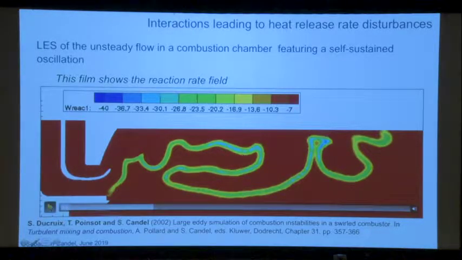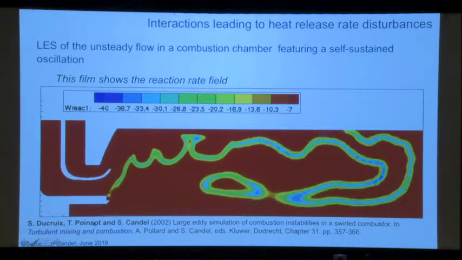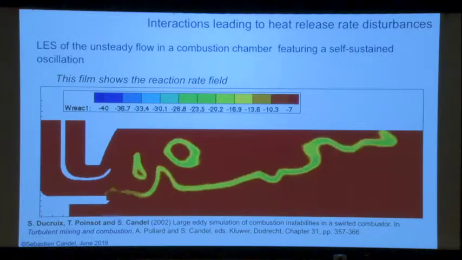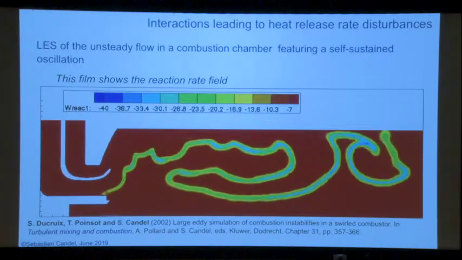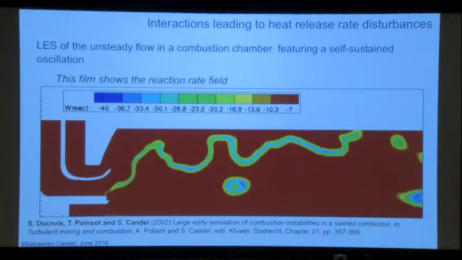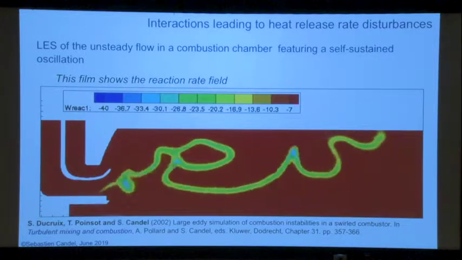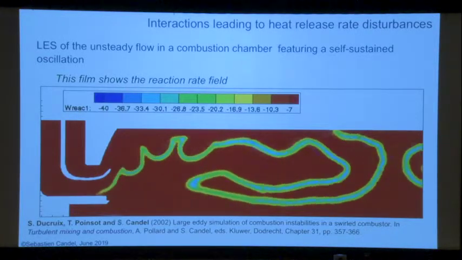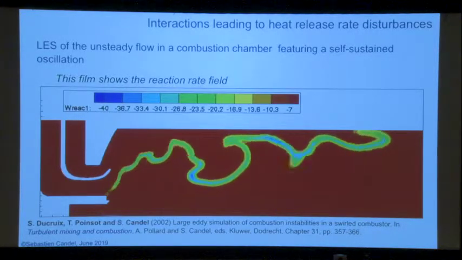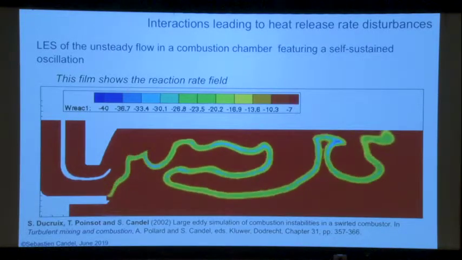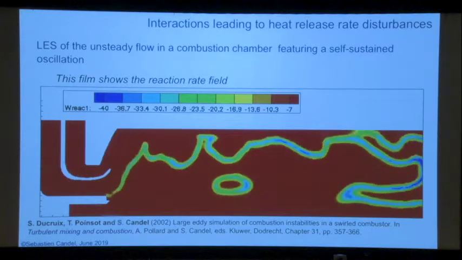So what happens here? You see, sometimes pockets are being formed, and these pockets are burning due to this interaction of flame sheets. This is clearly present in turbulent flames, unstable turbulent flames. And so this interaction between flame sheets is quite of interest.